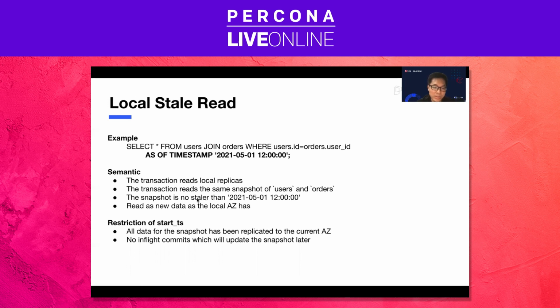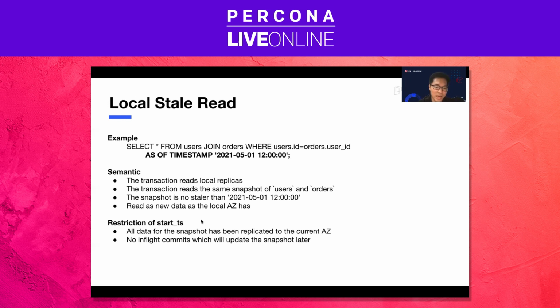The snapshot is not taken exactly at the specified timestamp. It may be newer. The snapshot cannot be staler than the specified timestamp, and the transaction will read as new data as it can.